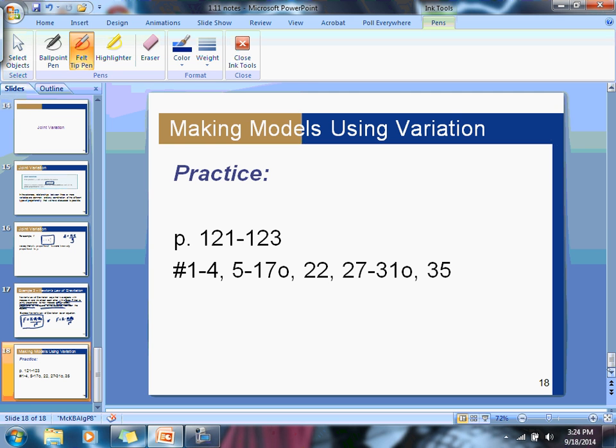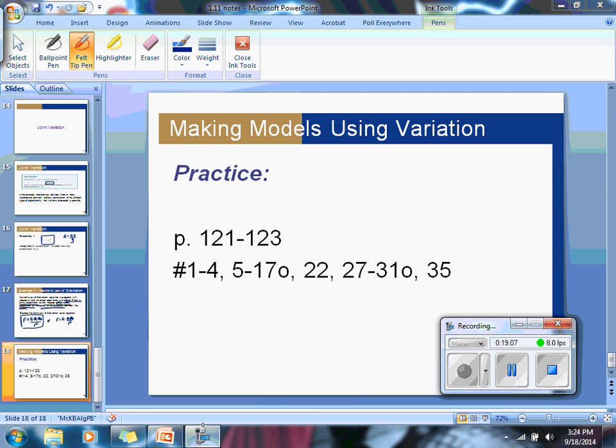So there are some problems for you to practice these concepts. Hopefully this is a little bit of review. You should have seen these types of variations before. But the combo where you can have multiplication and division in the same equation, that can be a little tricky. So just make sure you read those word problems carefully. And if you have any questions, come on by and see me before school.